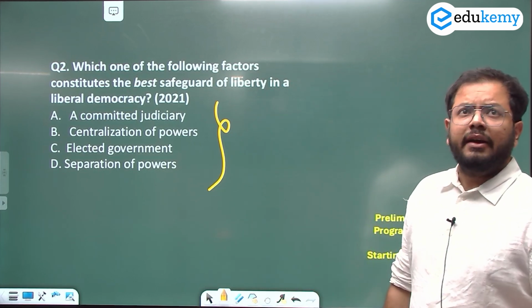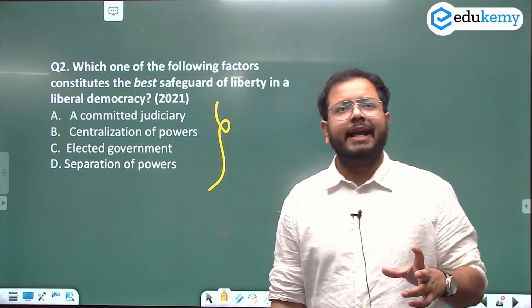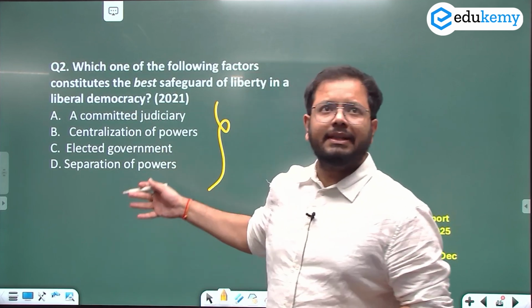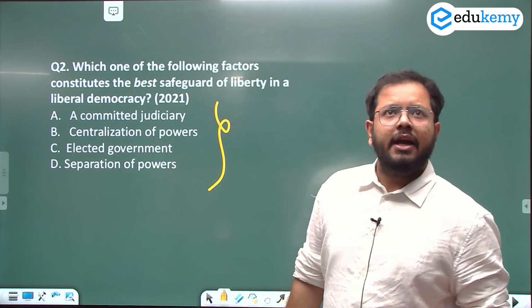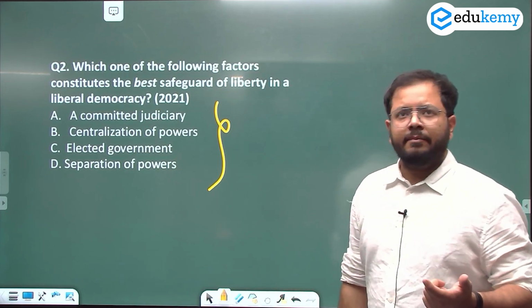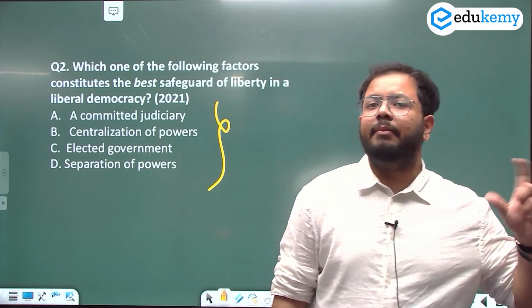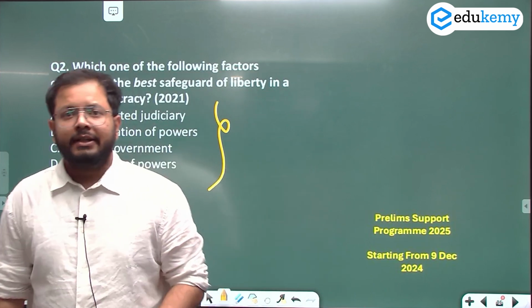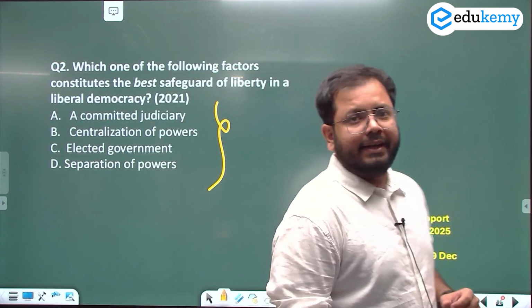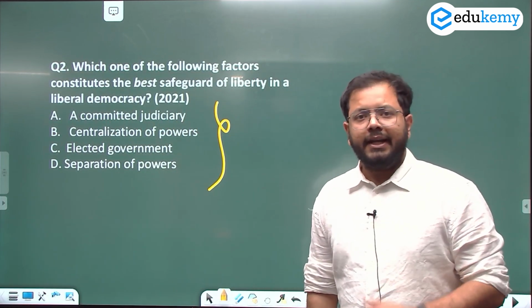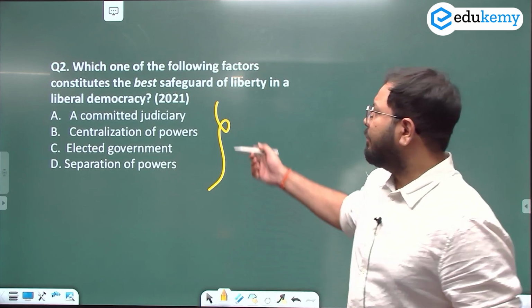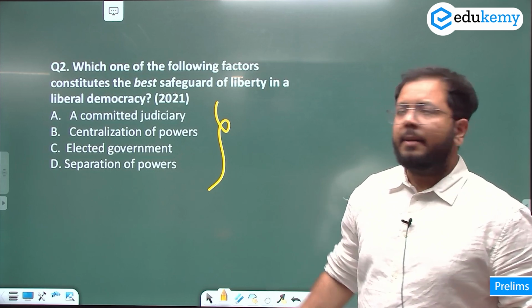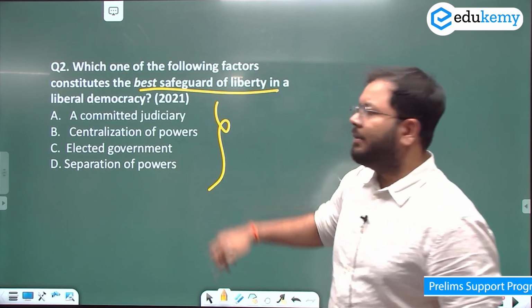When you talk about the best safeguard of liberty, there can be confusion during prelims pressure time, more between A and D, because generally when we talk about liberty and its safeguard, judiciary comes to mind, since the judiciary is the protector of fundamental rights. Liberty is a trait or a very big value within fundamental rights, right? So you may be confused about the judiciary, but here a committed judiciary is not the answer. The question asks about the best safeguard of liberty in a liberal democracy.